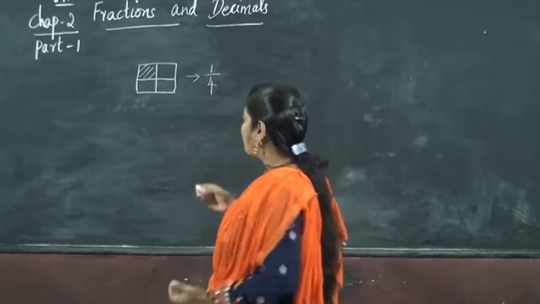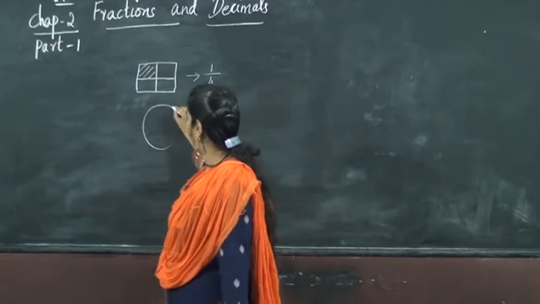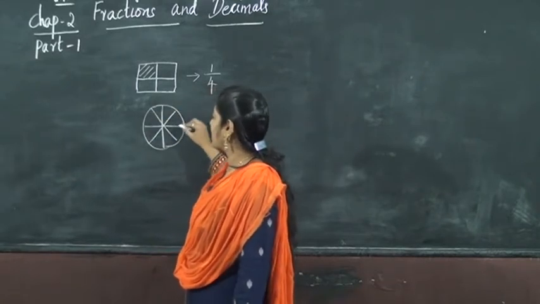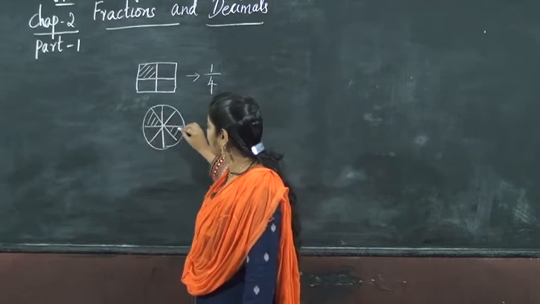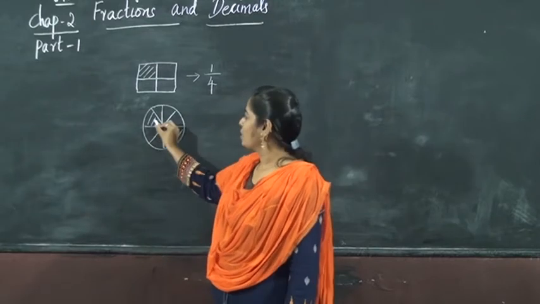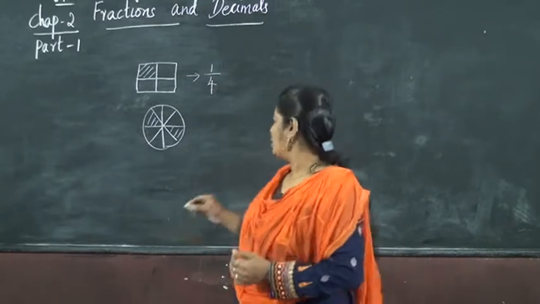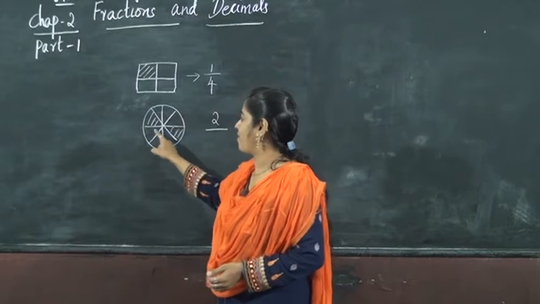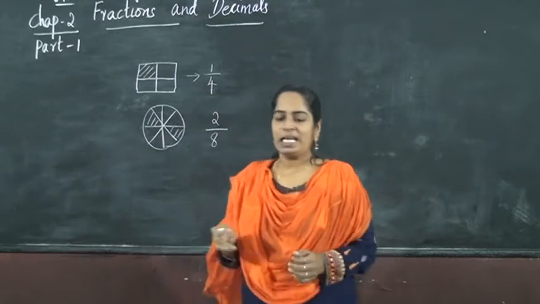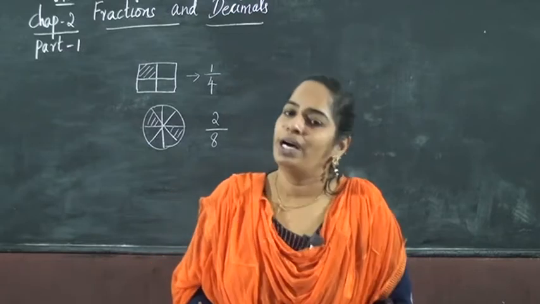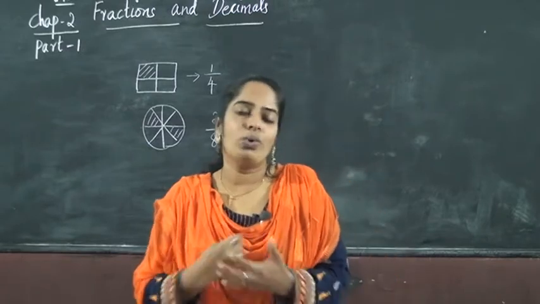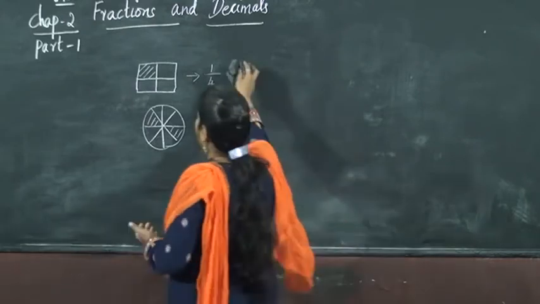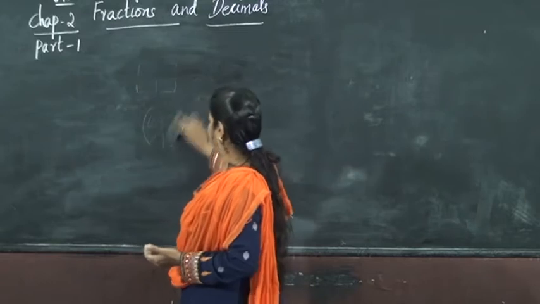So we can study more about it. This you have studied. If there is a circle and you cut it like this into pieces, how will you write it? This is 2 parts shaded out of 1, 2, 3, 4, 5, 6, 7, 8 parts, isn't it? Like this you know how to write fractions, and now we can study more about fractions here.